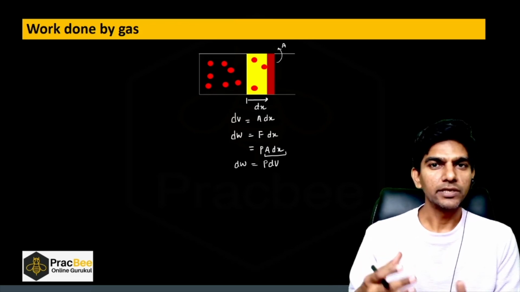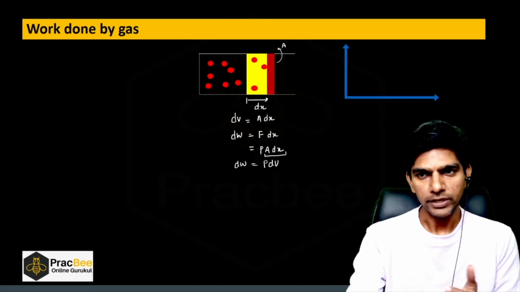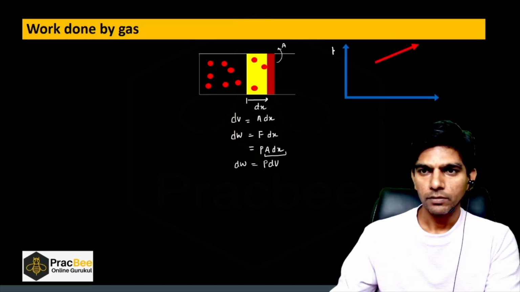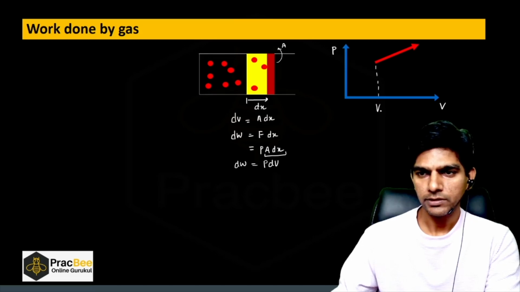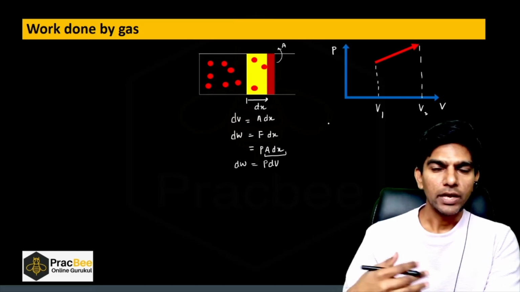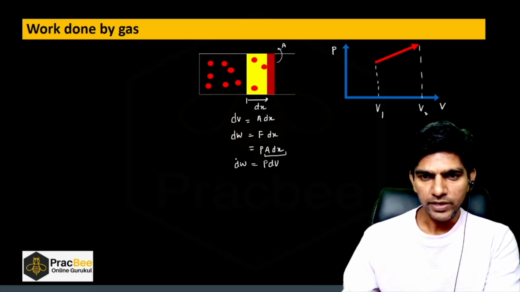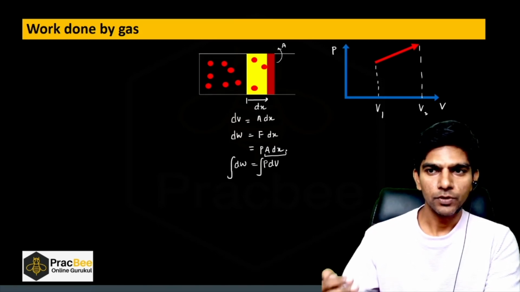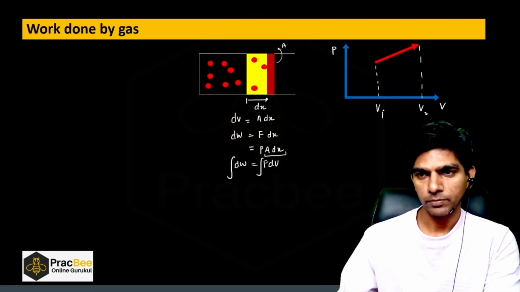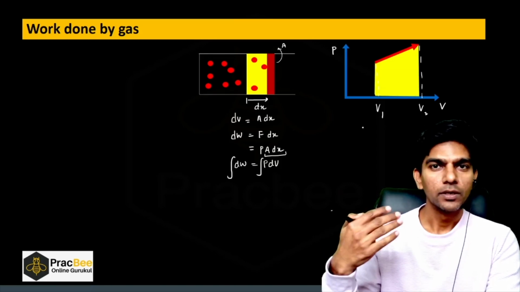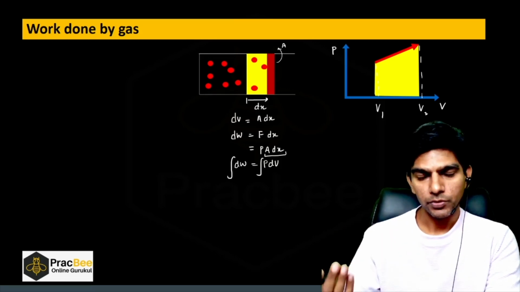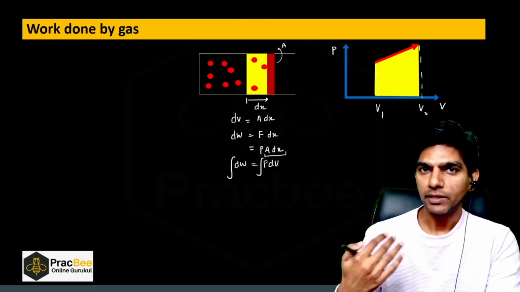Suppose the volume is changing from V1 to V2, right? So let us say we have P on the y-axis and V on the x-axis, and the volume is increasing from V1 to V2. So if I want to find the work done, if I integrate this equation, I will get the work done for that particular expansion or compression. So this area will give us the work done by the gas. So if there is expansion, work done will be positive. If there is compression, work done by the gas will be negative.